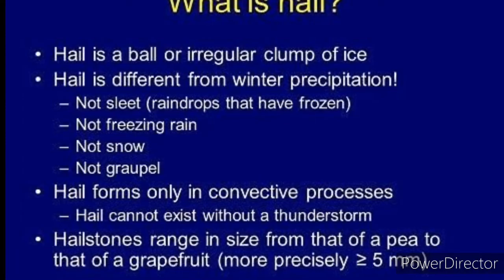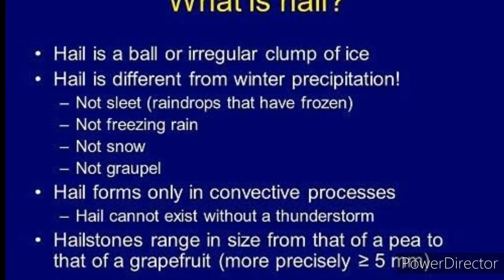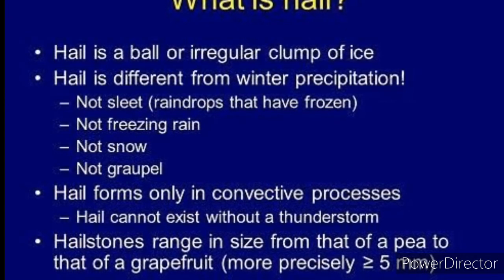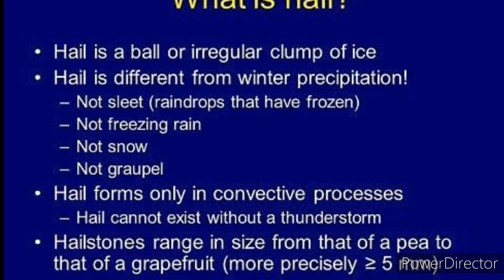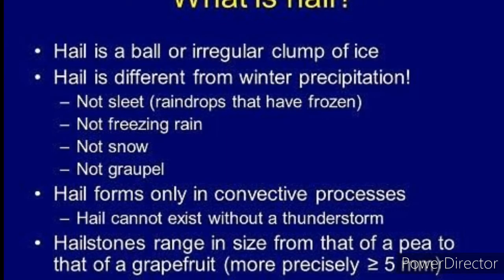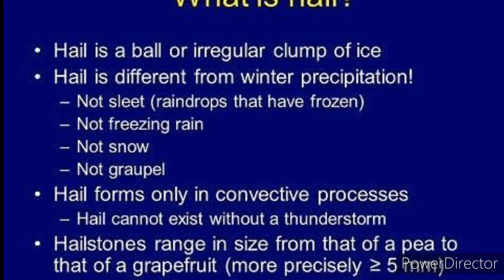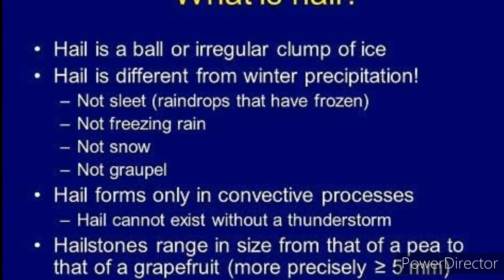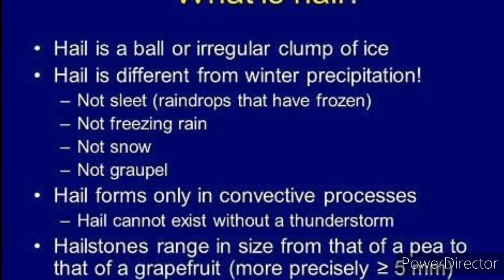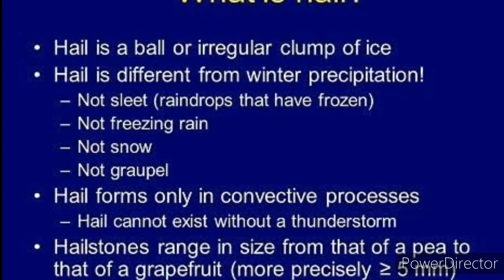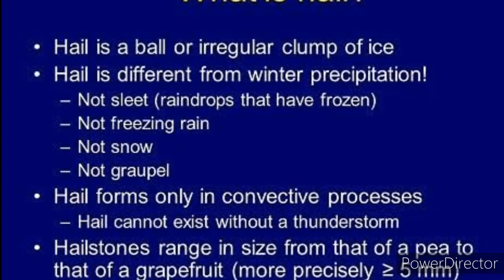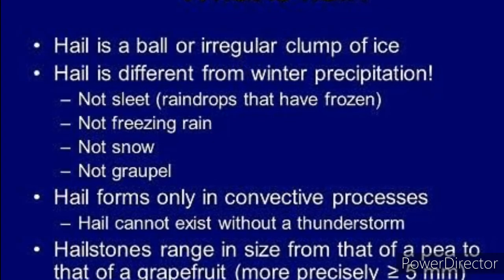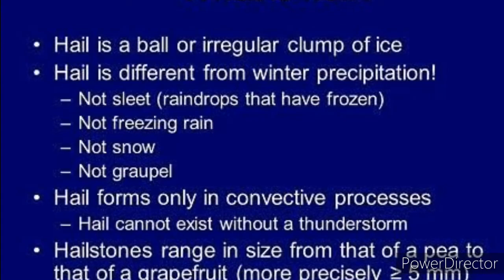Next we will see about hailstone, also known as ice balls. Hail is a ball or irregular clump of ice. Hail is different from winter precipitation. It is not sleet, not freezing rain, not snow, not gravel. Hail forms only in convective processes. Hail cannot exist without a thunderstorm. This is the point which you can note: hail will not exist without a thunderstorm. The size of hailstones ranges from that of a pea to that of a grapefruit, more than 5 millimeter.